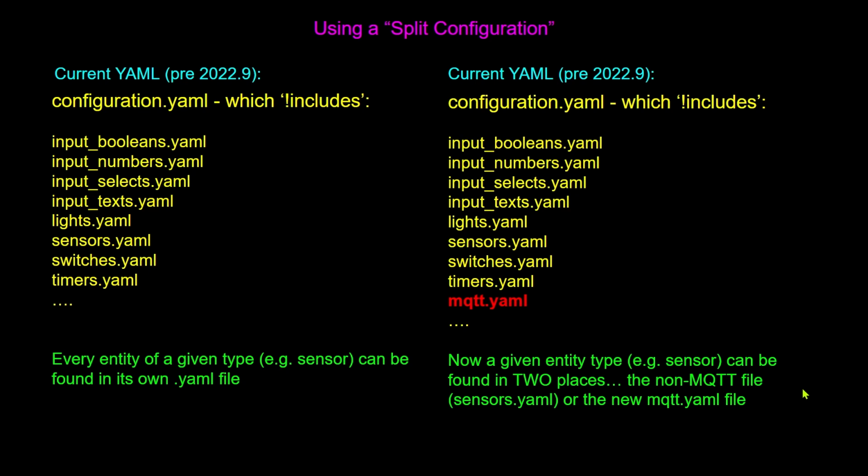So now if I go to look for something like a sensor, I might have to look in two places: sensors.yaml if it's a non-MQTT sensor, but then I have to go to mqtt.yaml to find the sensor if it is. So this already makes things less organized.